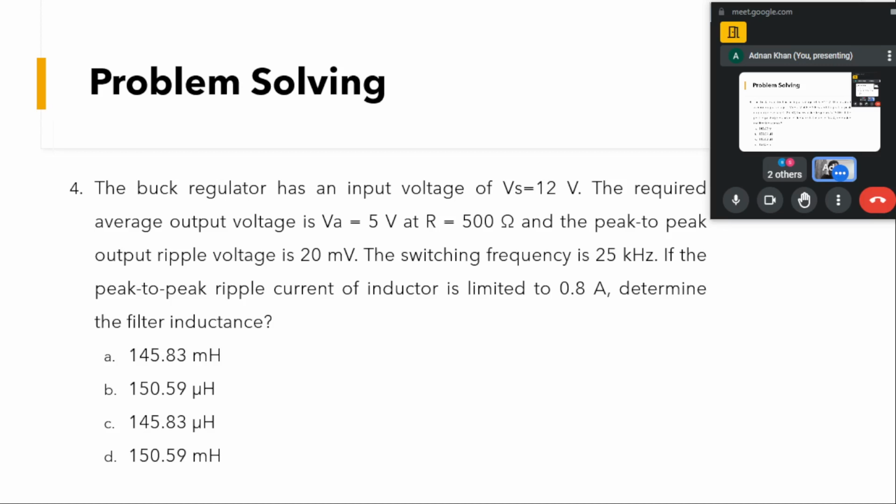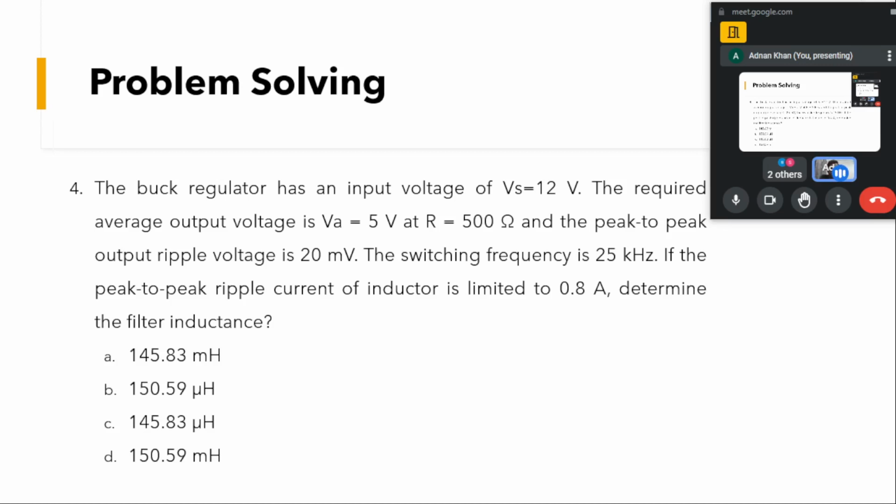Also given is that the peak to peak ripple current of the inductor is limited to 0.8 amps. We saw that the ripple in the current is the peak value minus the minimum value, and here the condition is that it needs to equal 0.8 amps. So our ripple is already defined as 0.8 amps. What we have to determine is the filter inductance needed to have this amount of ripple.